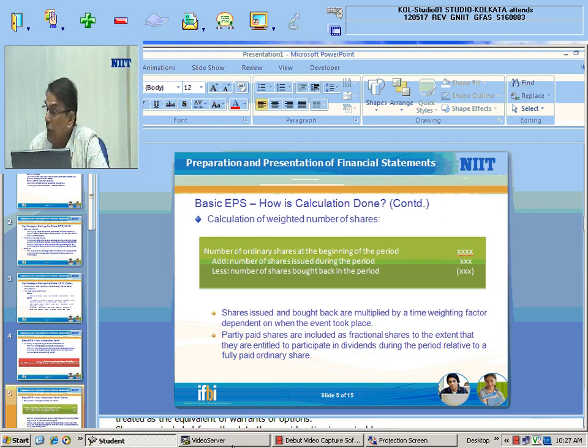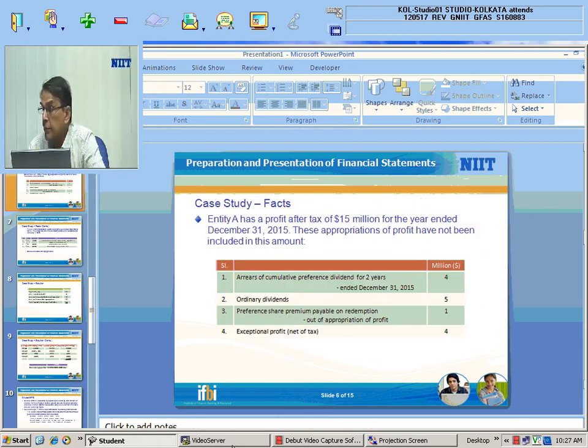So let's look at an example in the next slide to understand the calculation of the weighted number of shares and related earnings for BEPS. Entity A has a profit after tax of 15 million for the year ended December 31st, 2015. The following appropriations of profit have not been included in the amount of 15 million.